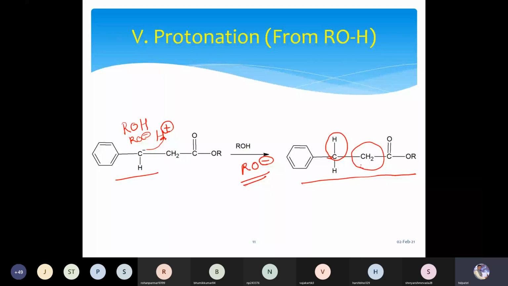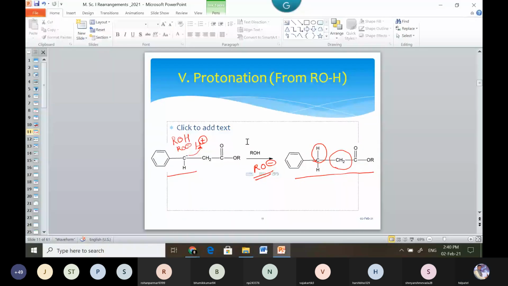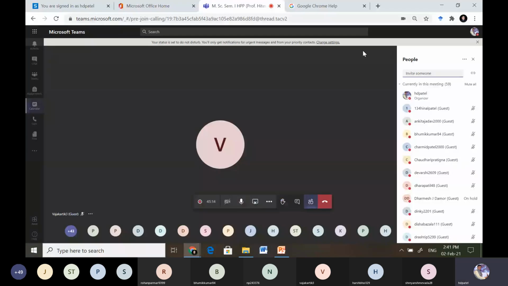If you now have any question or doubt regarding the rearrangement steps I have discussed for the Favorsky reaction, you can raise your hand and ask your query. Check if there is any question. Okay, if you don't have any question or query, then I will ask a question to you. Charmi Patel, unmute yourself. Yes, sir.